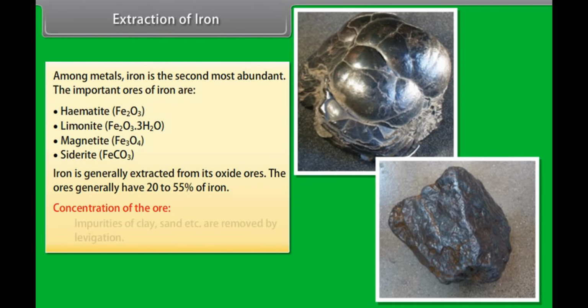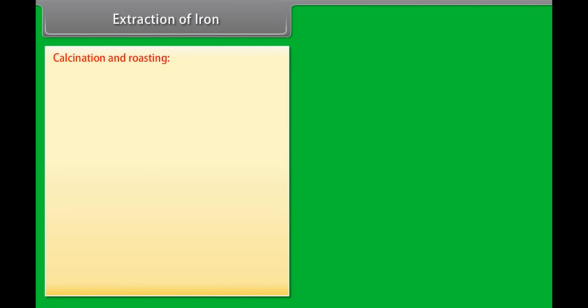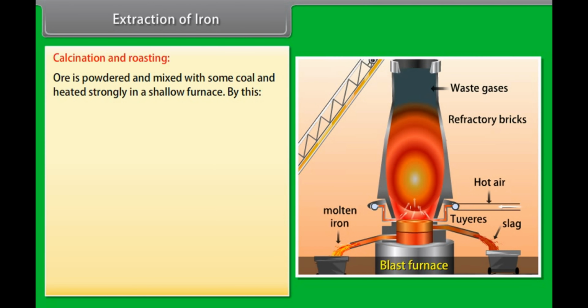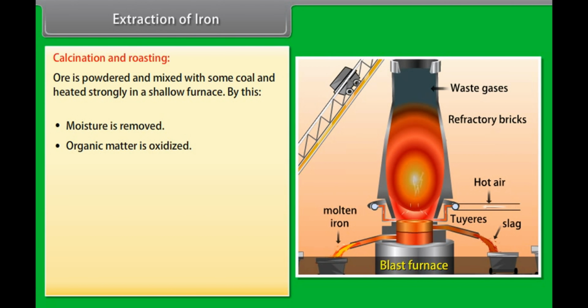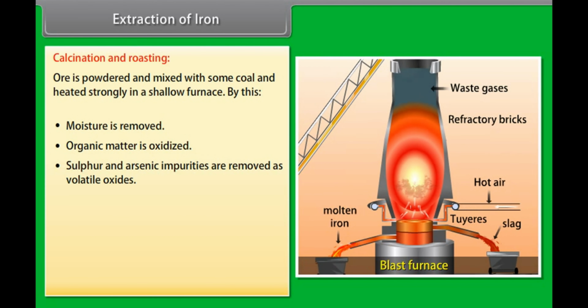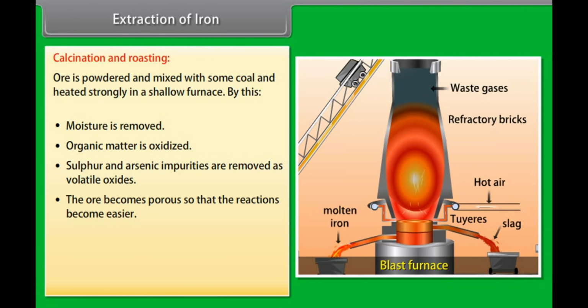Concentration of the ore. Impurities of clay, sand, etc. are removed by levigation. Calcination and roasting. The ore is powdered, mixed with some coal and heated strongly in a shallow furnace. By this, moisture is removed, organic matter is oxidized, sulfur and arsenic impurities are removed as volatile oxides, and the ore becomes porous so that the reactions become easier.